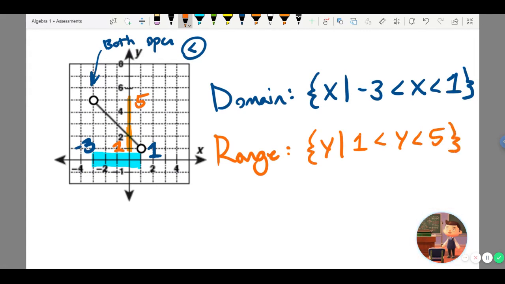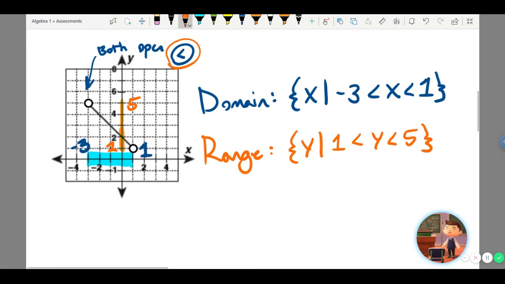Okay, and I know that I should only be using less than signs, so this is actually the domain and range for this function. Let's do another one. I keep saying one more, but we're going to keep going.